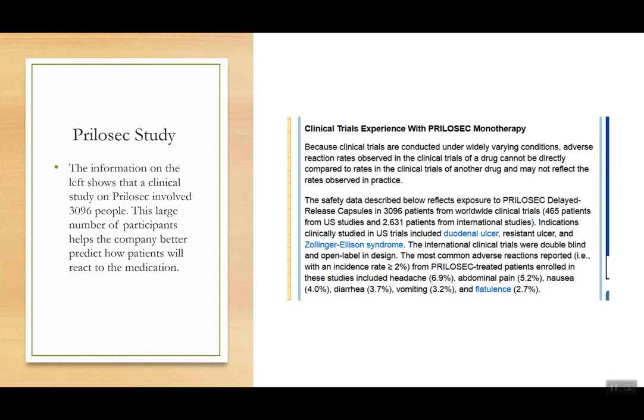So I grabbed one. This is a Prilosec study that you can see, the clinical trial experience with Prilosec monotherapy. And what you can tell if you were to read through this is that there were 3,096 patients, a big number. This is important: when new drugs are introduced, we want it to be done for a lot of people over a large amount of time because we want to see what happens in the long run. So we want diversity in the background. We don't want it to be all women or all men. We don't want everyone to be a child or everyone to be an adult. We want it to be a reflection of the people that will later take the medicine.